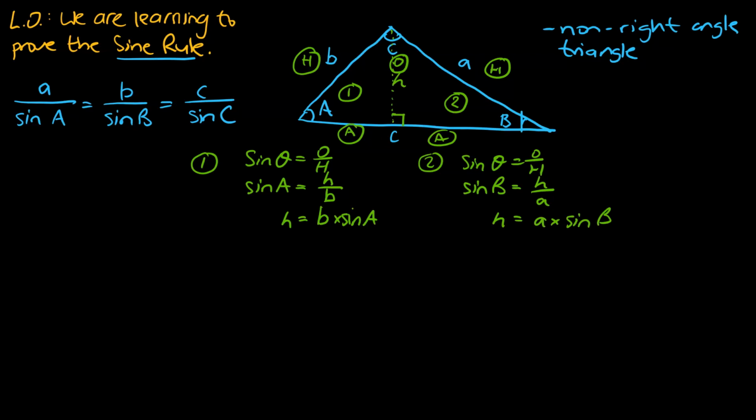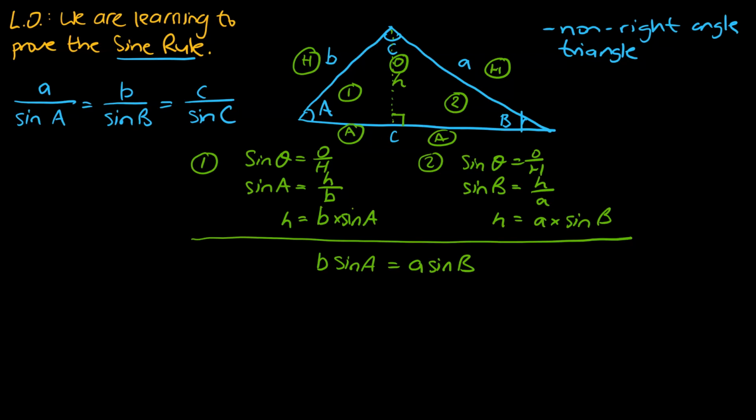And at this point, this is when we get to our important step. Hopefully we've noticed both of these are equations for H, which means we can equate them together. We can use our systems of equations skills to put them together. So that means little b times sine A is equal to little a times sine big B.